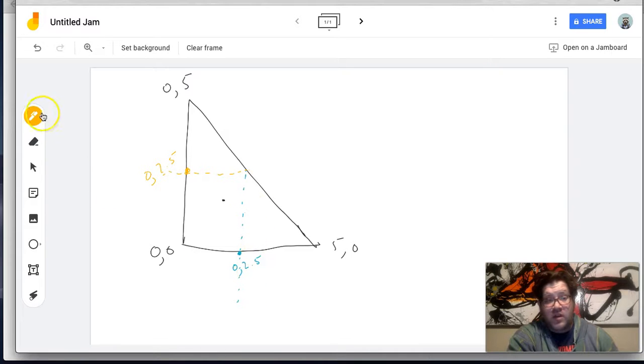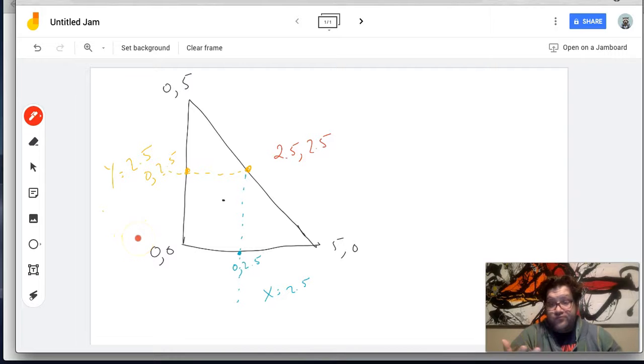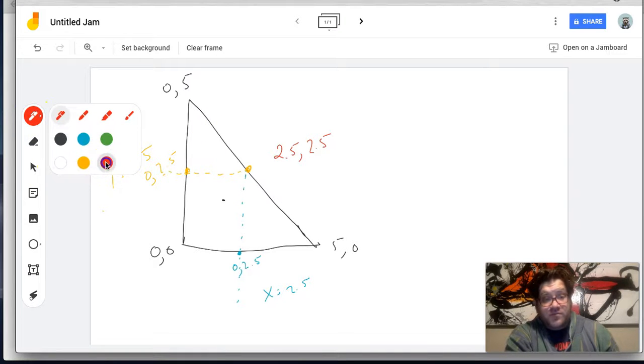So to graph that blue line, I would say x equals 2.5, right? And then this one is going to be a horizontal line, so I would say y equals 2.5. So that means they should hit right here at 2.5, 2.5. Okay, that is the circumcenter of this triangle, but we're going to do a little more just to help prove things. We're going to double check.